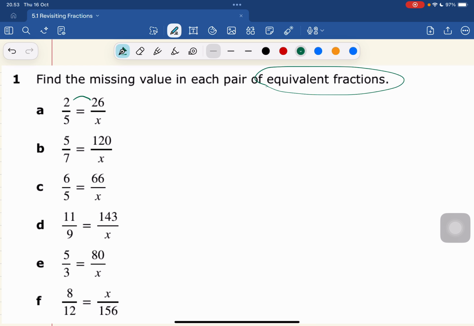So look at here, 2 to 26. What do we need to do to make 2 become 26? So we need to multiply it by 13. So if the top number we multiply by 13, we also have to multiply the bottom by 13. So this x is equal to 65.